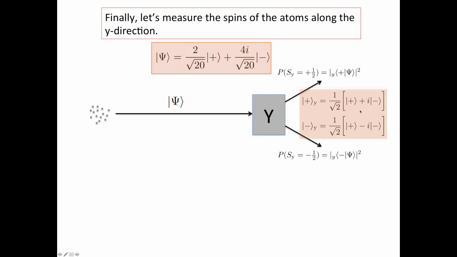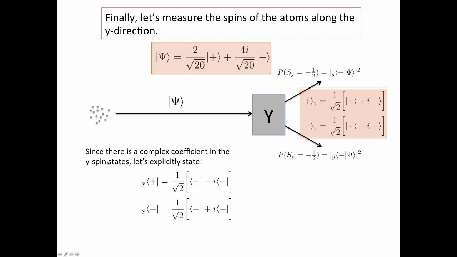Note that these are very similar to the expressions for the plus and minus kets along the x direction, but with the addition of the imaginary number i in front of the minus ket here. So let's go ahead and calculate these probabilities.